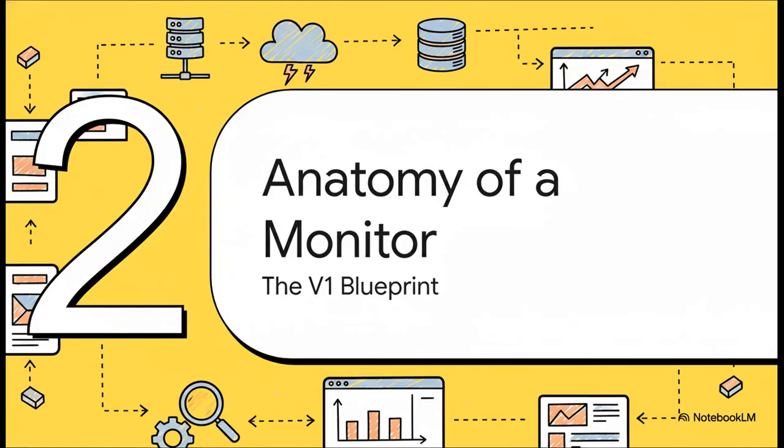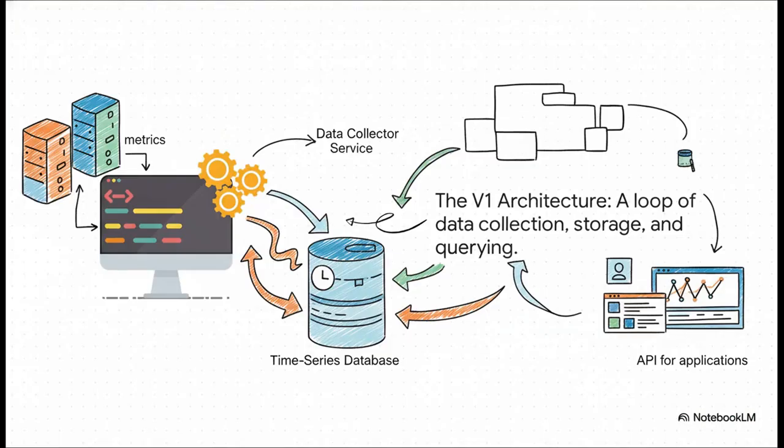All right, so now that we've got a handle on the problem, let's start architecting our V1 blueprint. What are the absolute must-have core components we need just to get a basic system up and running? And here it is, our starting point. It's a beautifully simple loop.